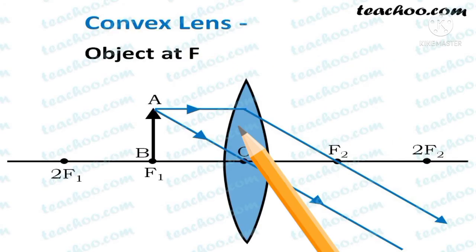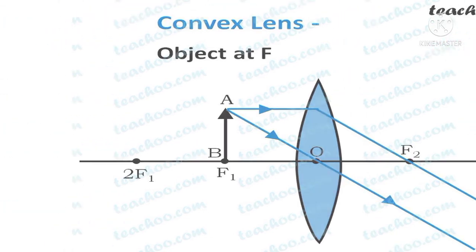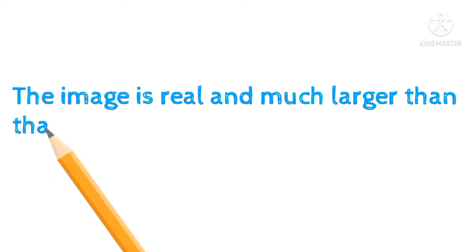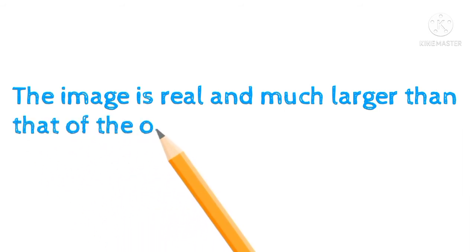In this figure, we can see the object AB placed at the position F1, but we cannot find the image because the object is at the principal focus. The image is formed at infinity. The image formed is real and much larger than the object. So it is in the position of infinity.